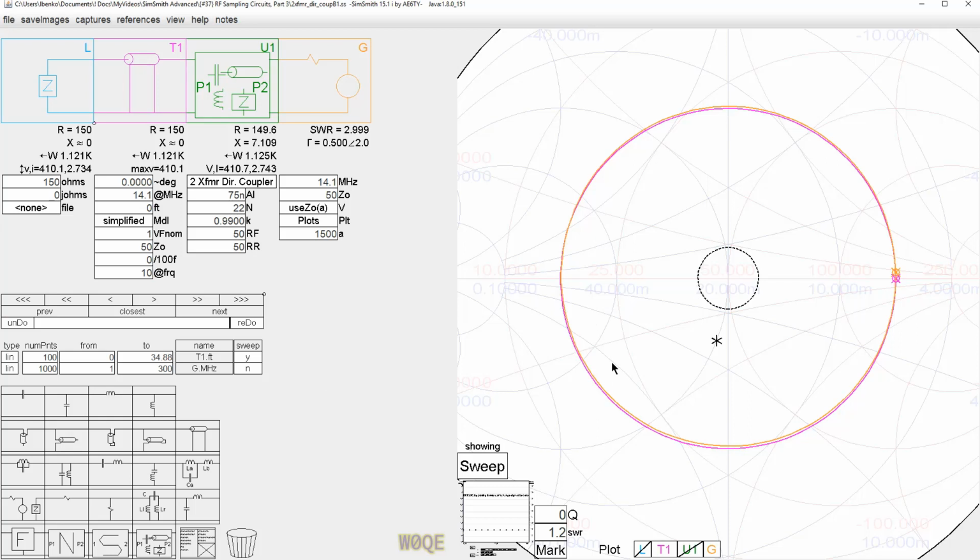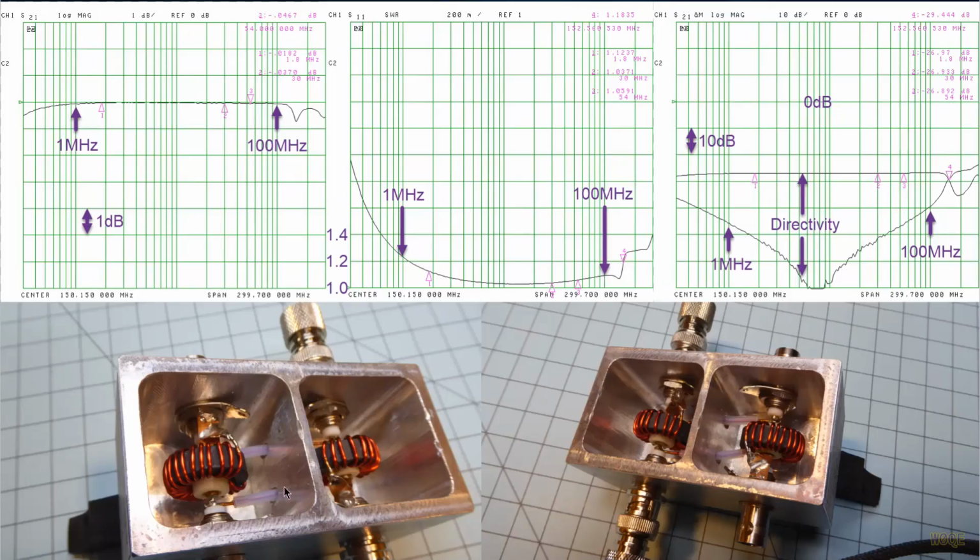This is a pretty good match. A lot of SWR bridges have a big discrepancy, but this circuit actually works quite nicely. So I measured the circuit, left SimSmith for a while, went and drug out some equipment and made some measurements of the circuit. And the circuit I built looks like this.